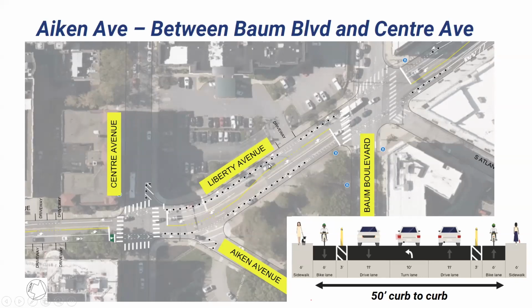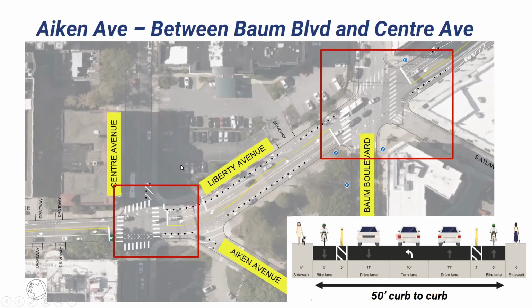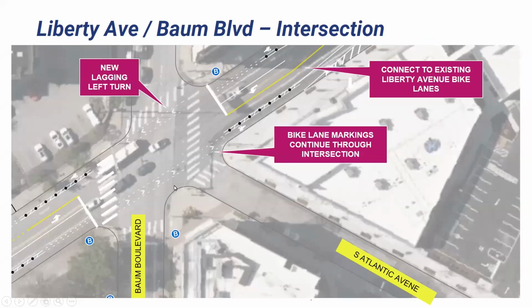But when we started looking into the data, the traffic volume and the safety, we found that the Baum Boulevard intersection and the Center Avenue intersection are the two most notorious intersections when it comes to pedestrian, bicycle, and overall safety measures. So we wanted to put some extra effort there, and we put some extra design proposals there. Let's first talk about the Liberty and Baum intersection. First of all, Liberty Avenue needs to connect with this Aiken and Liberty connection. Through these facilities, we will be able to create one continuous bike facility for that entire corridor. We will put some bike lane markings that will continue through the intersection.